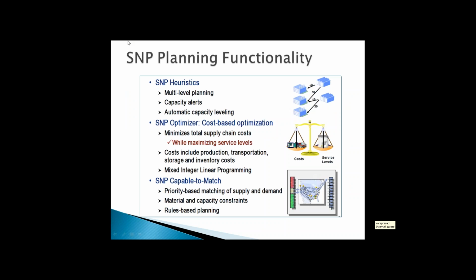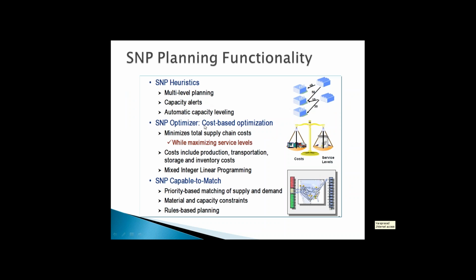This is the detailed explanation about these three planning engines: SNP heuristics, multi-level planning. We can do multi-level planning, that means even BOM components will also be planned, and capacity alerts. We can generate an alert whenever the capacity has a problem. Automatic capacity leveling can be done in heuristics.